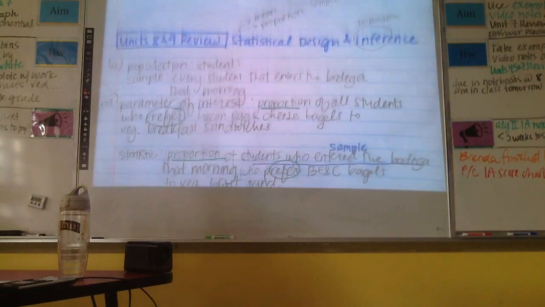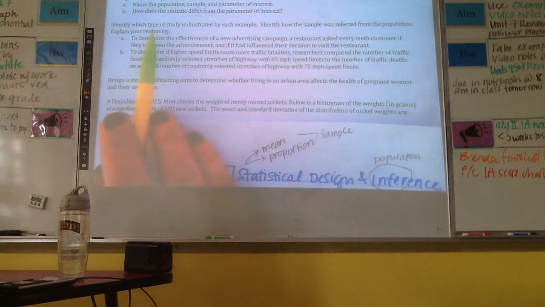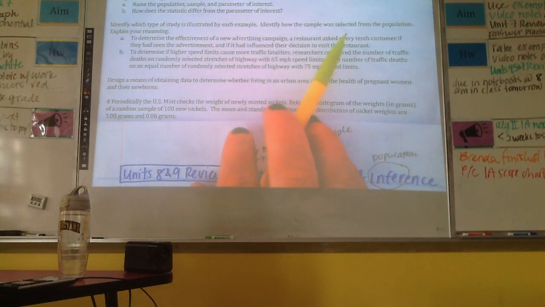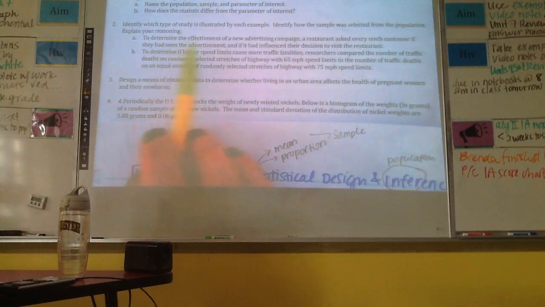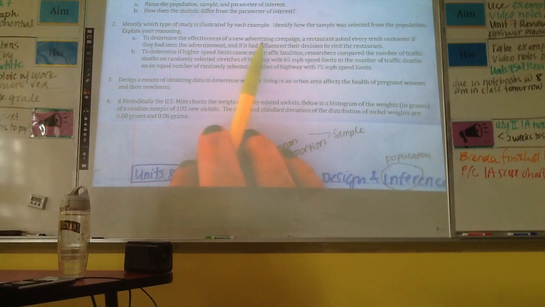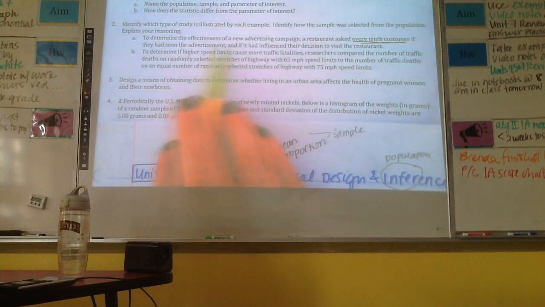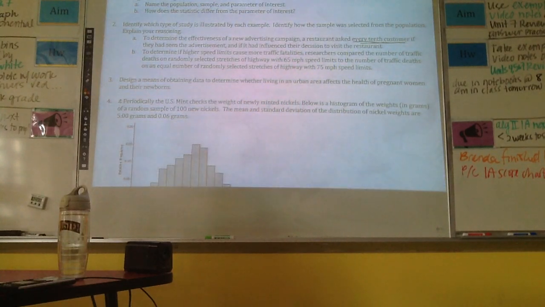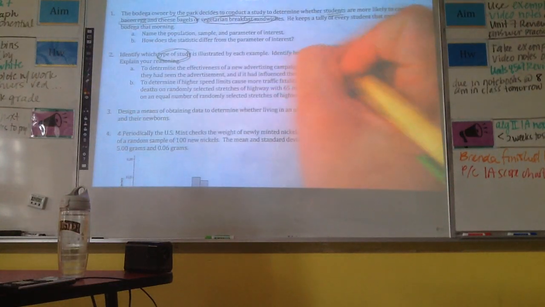Okay, question 2. Identify which type of study is illustrated by each example. Identify how the sample was selected from the population and explain your reasoning. Okay, in A, to determine the effectiveness of a new advertising campaign, a restaurant asked every 10th customer if they had seen an advertisement and if it had influenced their decision to visit the restaurant. Okay, so it's asking for two things. We need to know the type of study. We need to know the sample group.